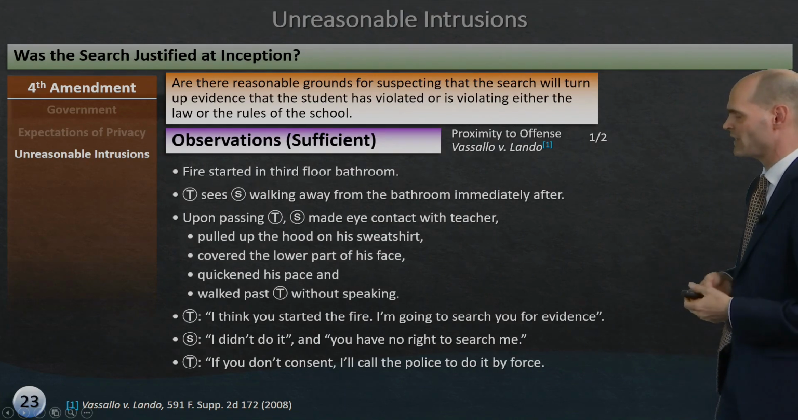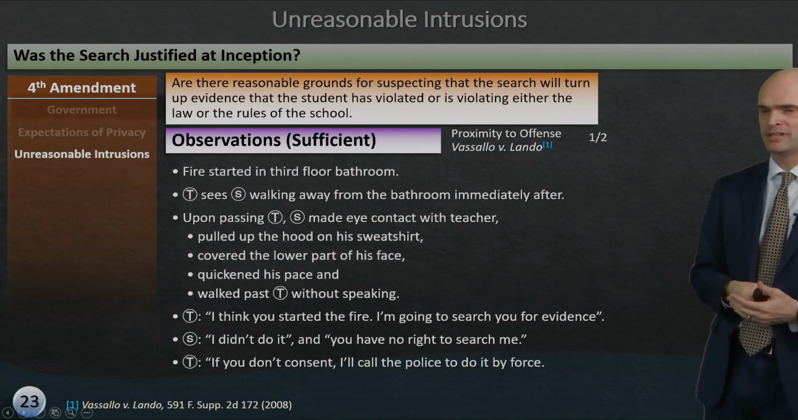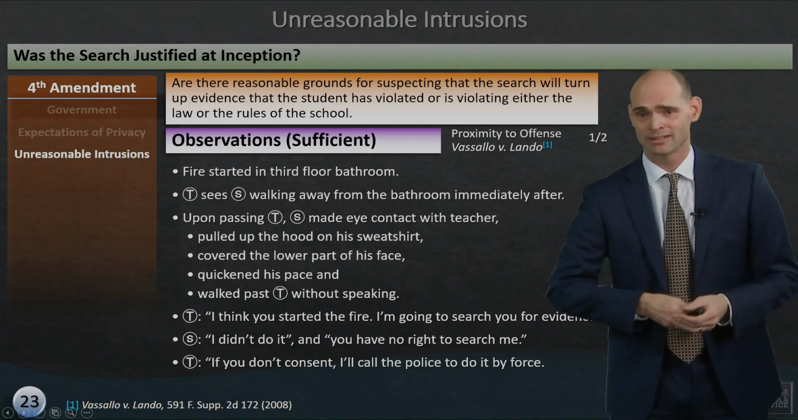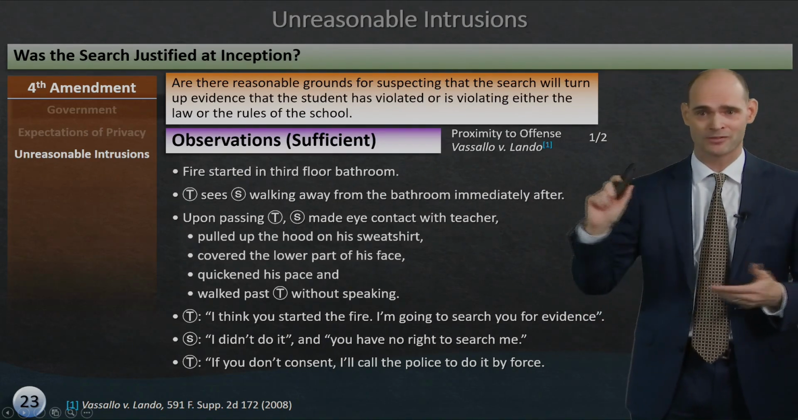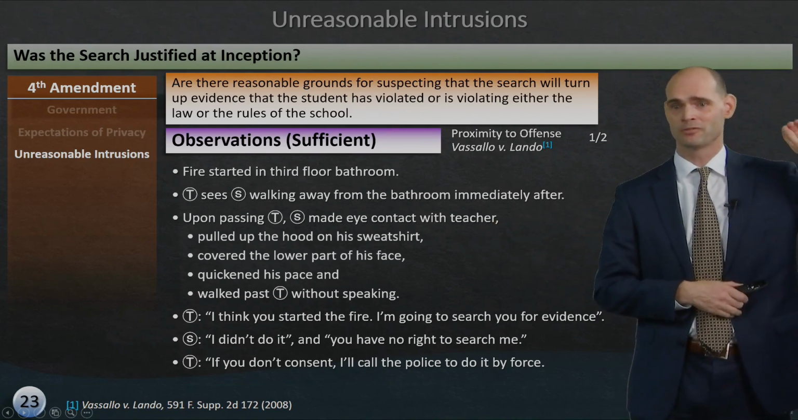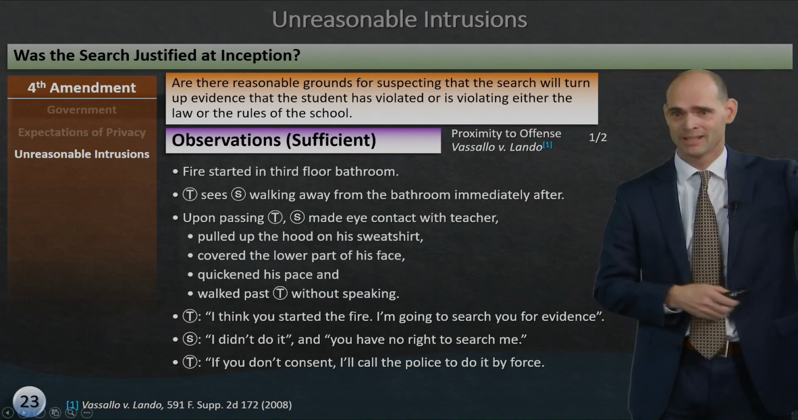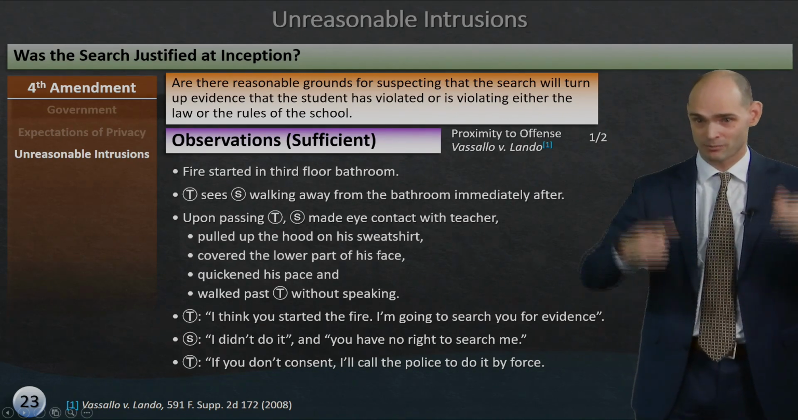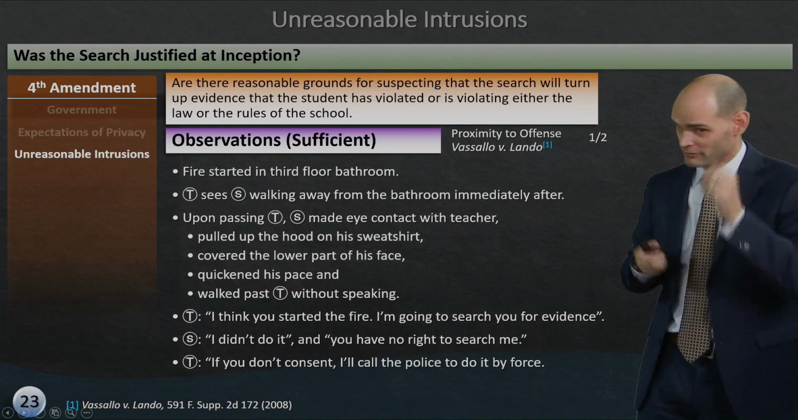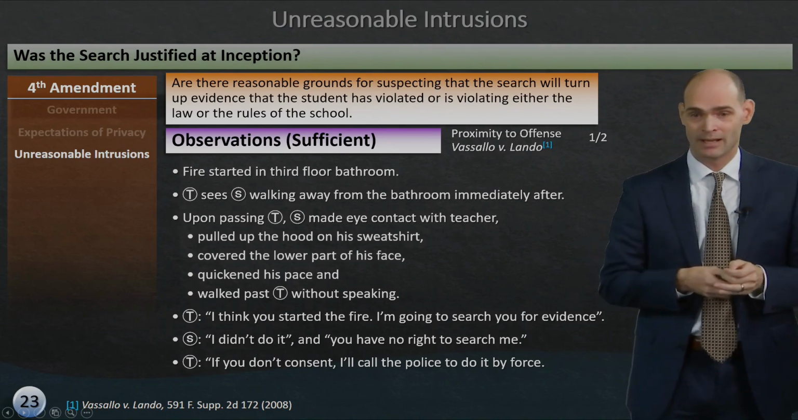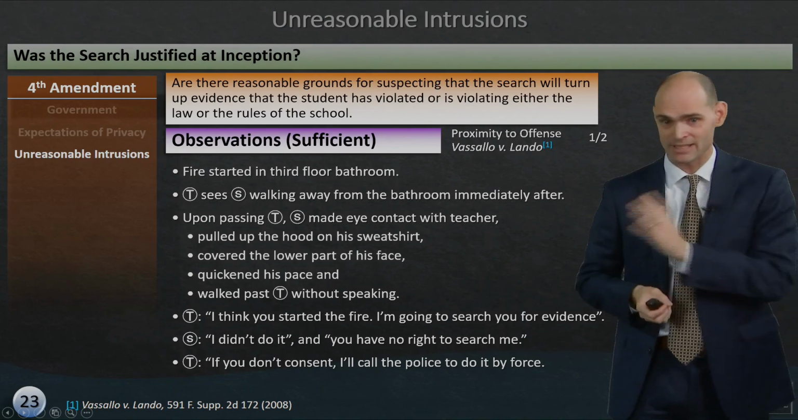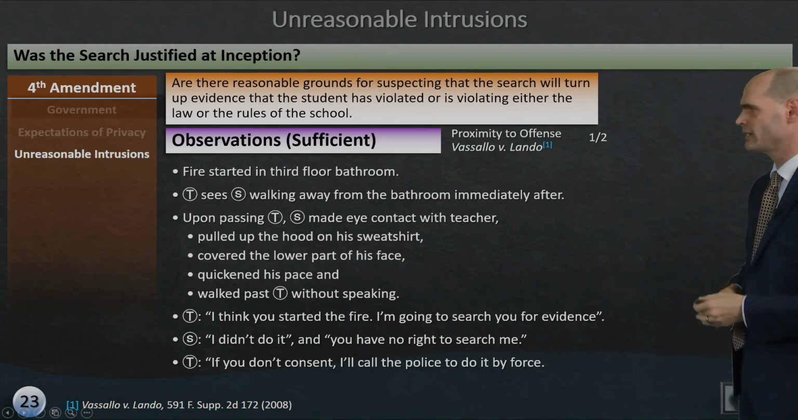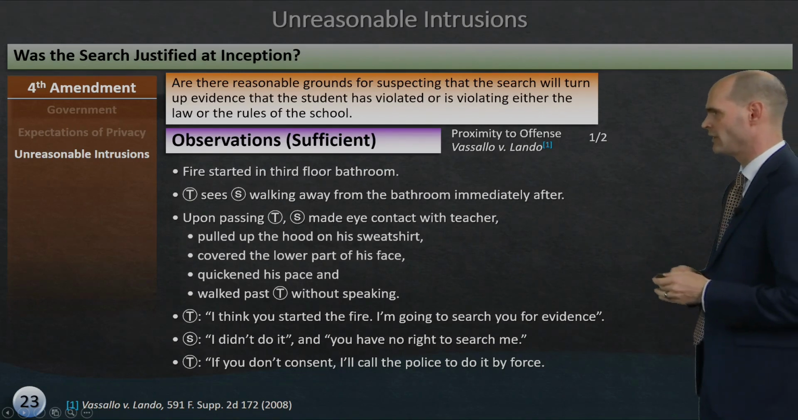Proximity to the offense. I thought this was a tough case where they did a decent job of articulating basically students in detention, right? And a student has to go to the bathroom, student takes off. Next thing you know, third floor fire in the bathroom. Teacher runs up there, sees student walking quickly past her, pulling his hood over, sort of trying to shield his view, makes eye contact briefly and then takes off. Does a decent job of articulating it, at least a good enough job, right? I mean, all of these cases are sort of on the line.